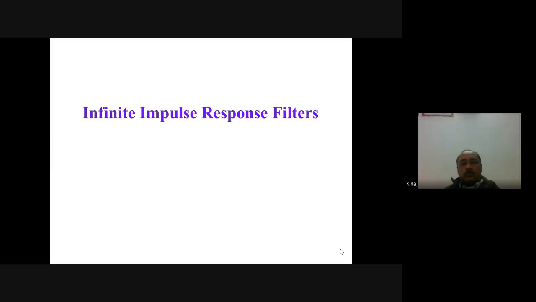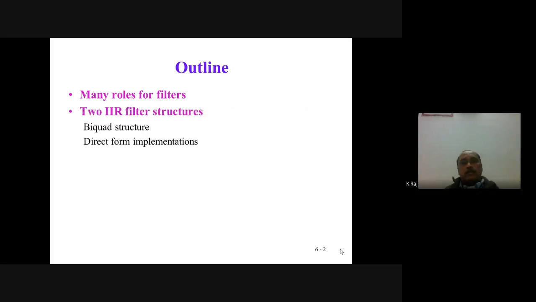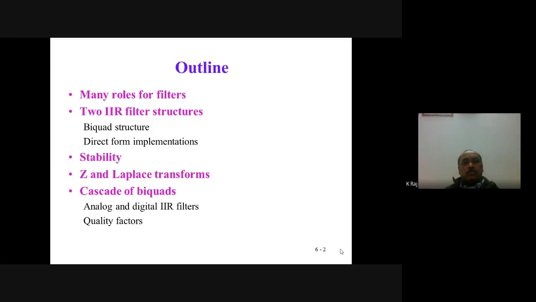So today we are going to discuss some more concepts of IIR filters. Here we will discuss the roles of the filters and then two concepts of the IIR filter, that is the biquad structure and the direct form implementation. We will also discuss stability and the role of the Z and Laplace transform during the designing of the IIR filter, and the cascading of biquads for digital as well as analog filters.